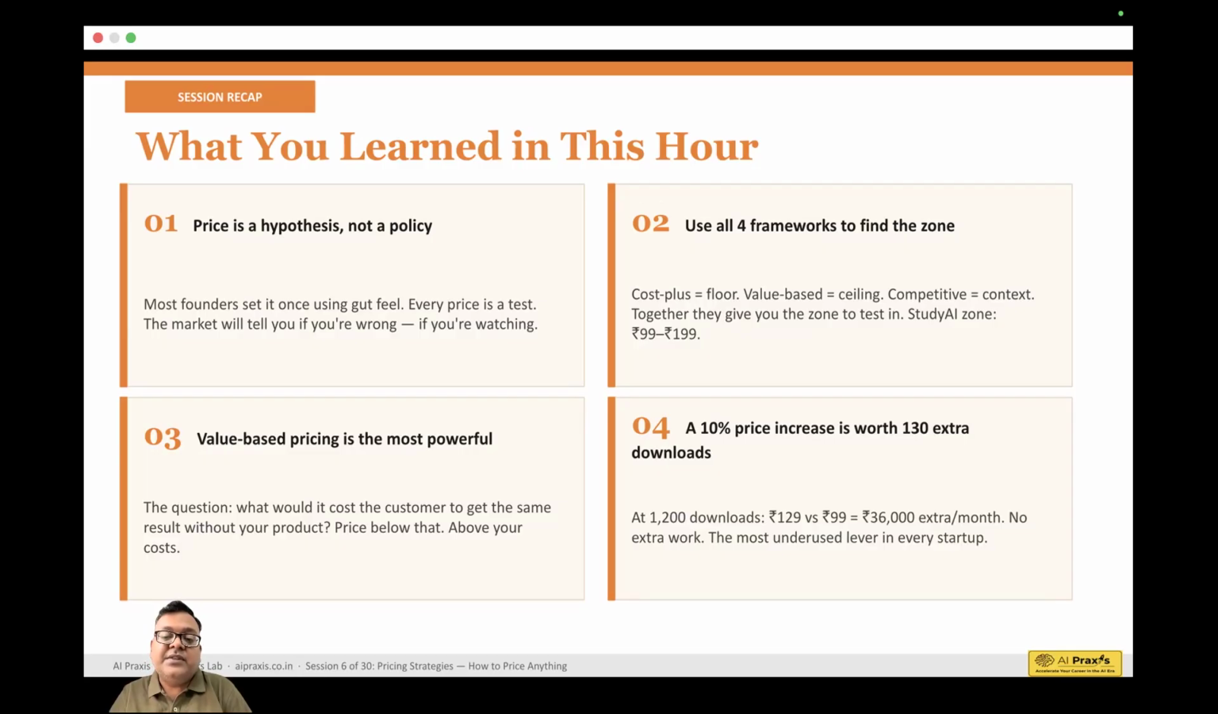The last one is a 10% price increase. A 10% price increase is worth 130 extra downloads. At 1,200 downloads, we saw obviously 36,000 rupees per month, which is more than 4 lakh rupees. So this is the amount that was actually getting lost, right? No extra work, just increase the price by 10%. The most underused lever in every startup.